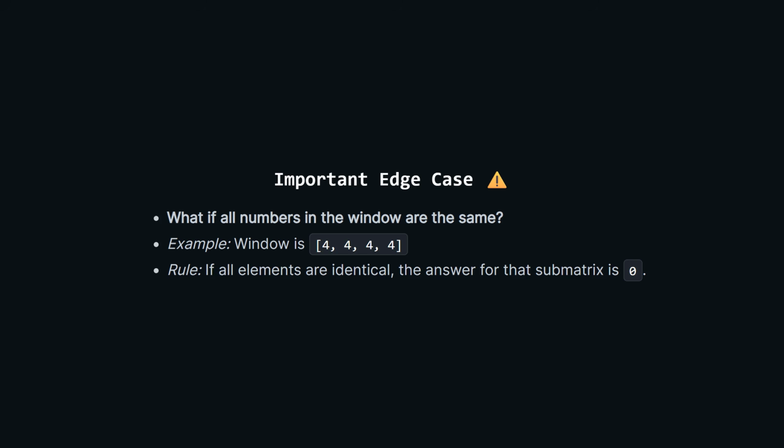There is one very important edge case the problem mentions. What if our little window only has one distinct number? For example, what if it's filled entirely with the number 4, or if the window size is just 1 by 1? In that case, there are no two distinct numbers to compare. The problem rules tell us that whenever this happens, the answer for that specific window is simply 0.